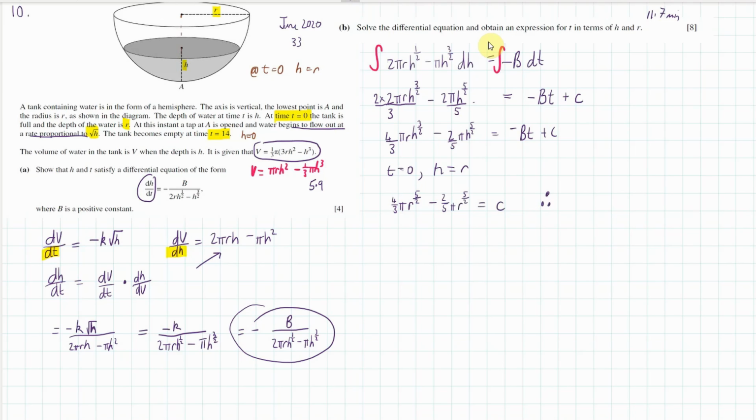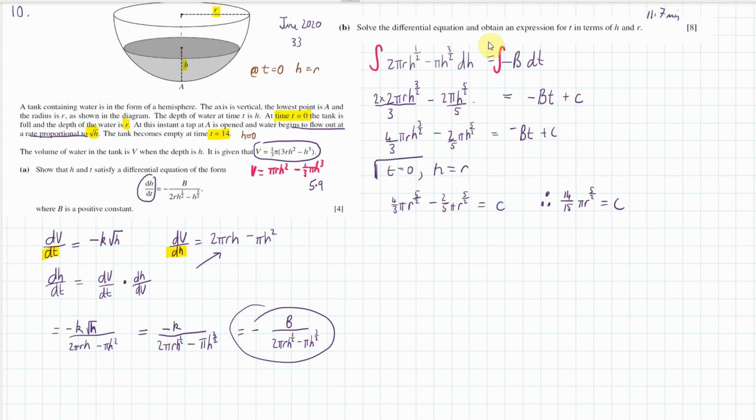Now 4/3, notice that we've got the same like terms here, so we're going to do 4/3 take away 2/5, and that's going to give me 14/15 pi r to the 5 over 2. And that is what C is.